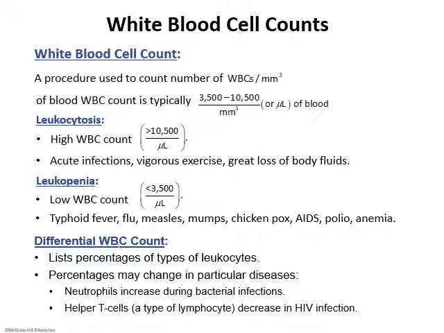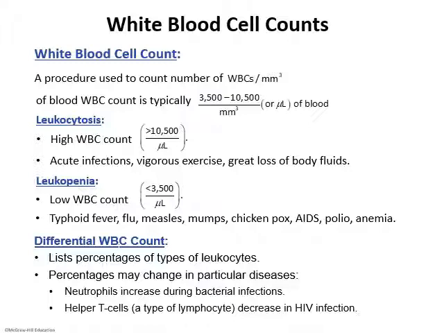Okay, so white blood cell counts. Normal white blood cell count is 3,500 to 10,500 cells per microliter of blood. If it's over 10,500, it's known as leukocytosis, and this is typically due to acute infections. Vigorous exercise and loss of body fluids is very rare for causing a high white blood cell count. Leukopenia is when you have a low white blood cell count, less than 3,500, and this could be due to things like typhoid fever, flu, measles, mumps, chickenpox, AIDS, polio, and anemia.